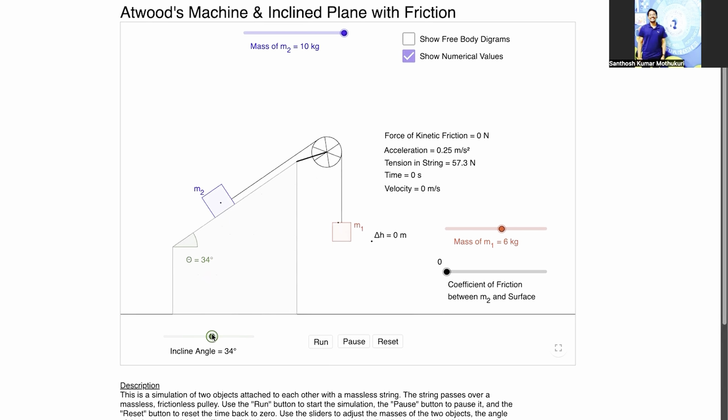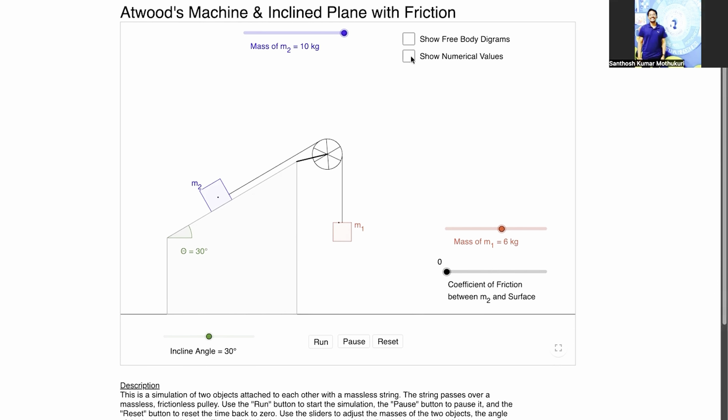So I'm making the inclined plane at an angle of 30 degrees because it becomes easy, and mass M2 is set as 10 kg and mass M1 is 6 kg here. I'm initially making the coefficient of friction 0, so we are not considering any friction. We are going to prove again what the acceleration and tension acting on the body are.